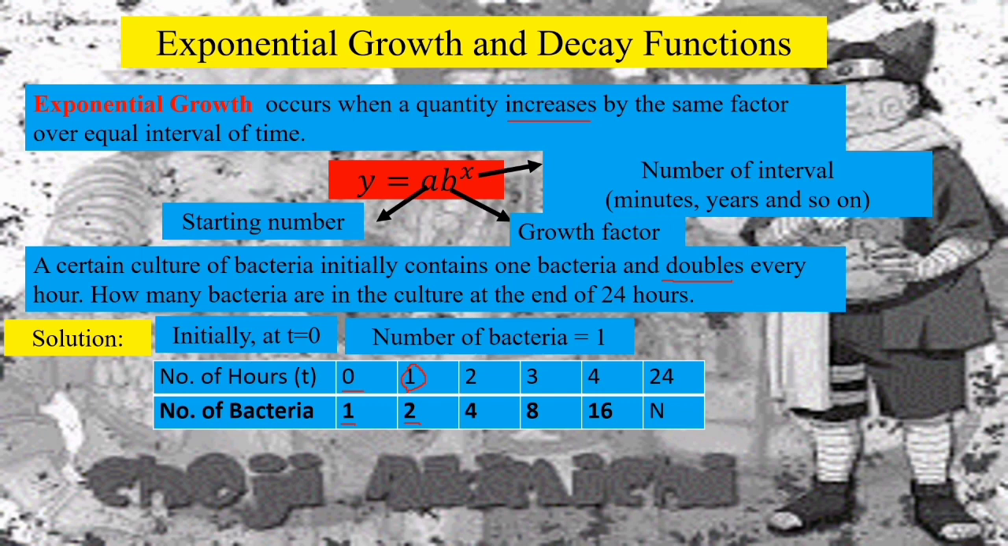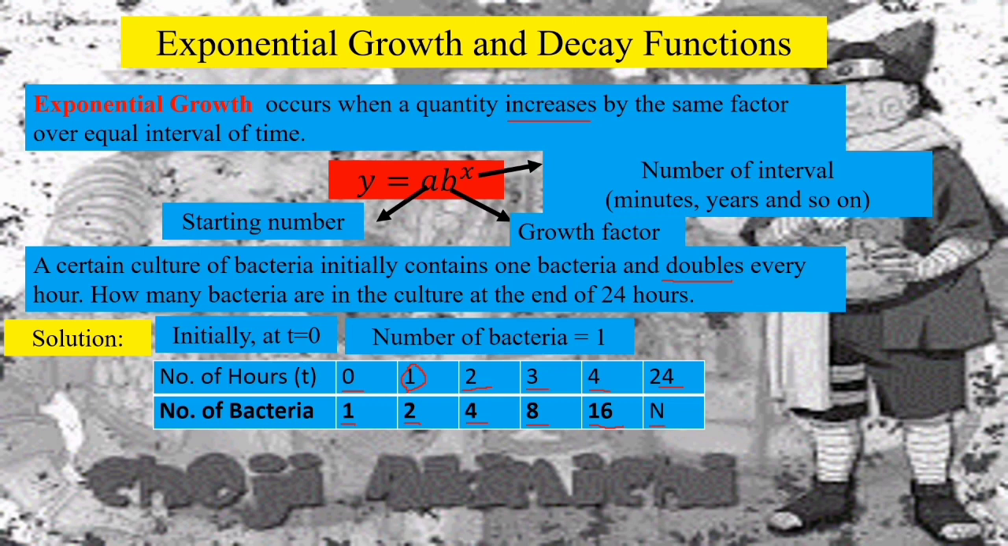So kung lumipas yung 2 oras, ilan na yung bacteria mo? Dahil 2 na yung naging bacteria mo nung sa unang hour, magiging 4 na siya kasi nadoble. Nakuha ba? So sa 3 hours, ilan na yung bacteria mo? 8. Sa 4 hours, ilan na yung bacteria mo? 16. Sa 24 hours, ilan na yung bacteria mo?